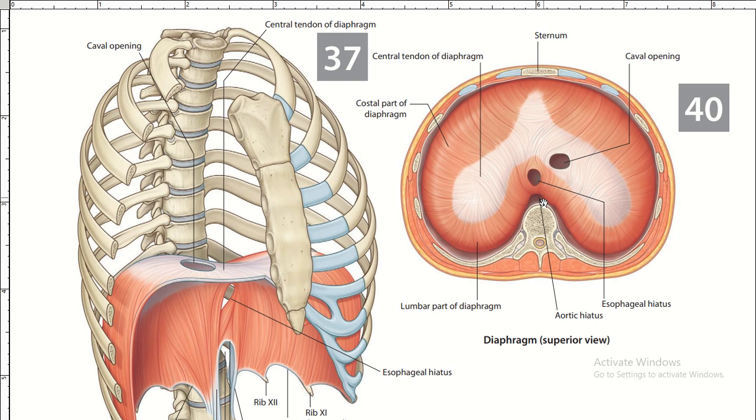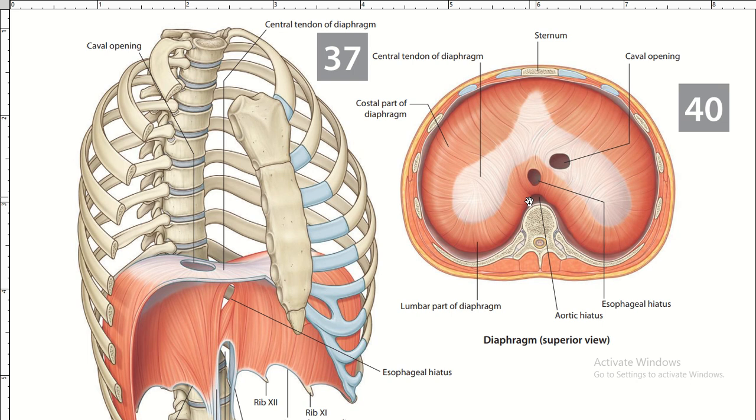The aortic hiatus is at the level of T12. Where is it found? It is found between the crura and posterior to the median arcuate ligament. What does it transmit? Definitely it transmits the aorta, but you can use the mnemonic ATA, in the same order, moving from the right to the left.